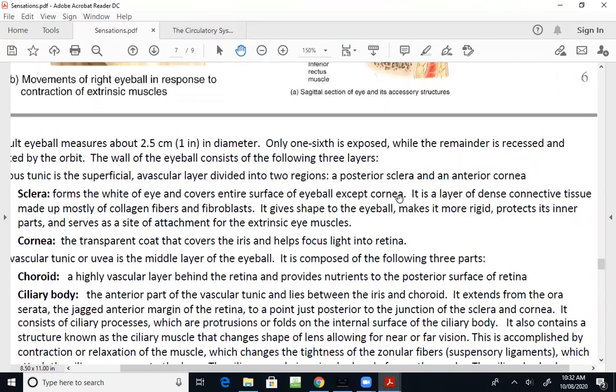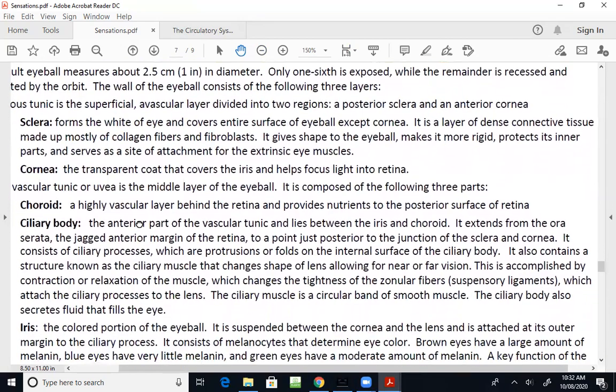Let's talk about the sclera first, though, before we get to the cornea. It is a layer of dense connective tissue made up mostly of collagen fibers and fibroblasts, gives shape to our eyeballs, makes it more rigid, protects the inner parts, and as I just said, serves as an attachment site for those 6 extrinsic eye muscles.